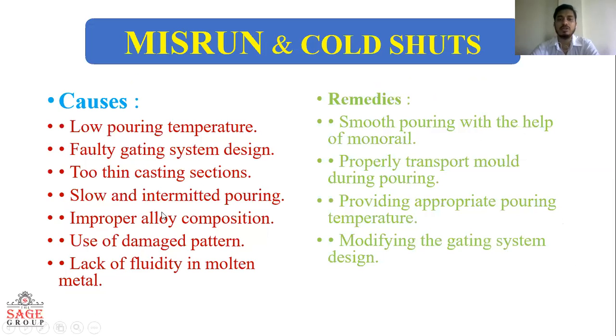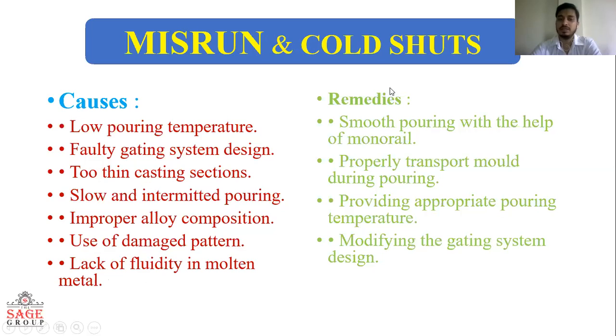What are the causes of misrun and cold shut? Low pouring temperature, faulty gating system design, too thin casting section, slow and intermittent pouring, improper alloy composition, use of a damaged pattern, and lack of fluidity in the molten metal. These are the causes of misrun and cold shut defects.